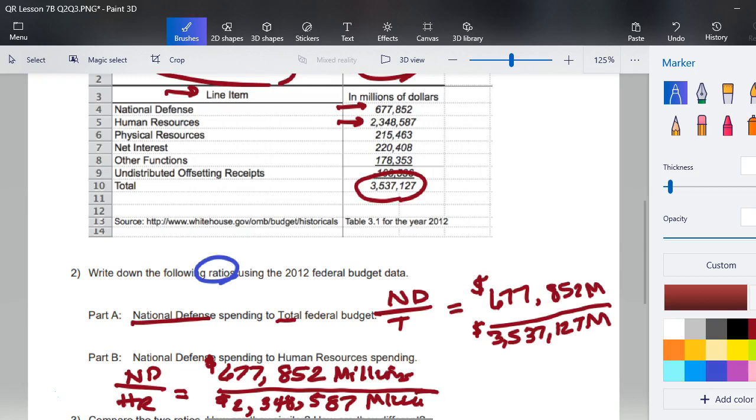But then question 3 says, compare the two ratios. How are they similar? How are they different? So I hope you've already written some thoughts down. If not, hit pause, write down a couple of thoughts. One of the first things I noticed is that both involve the national defense spending. That's a similarity, but the first one is a part to the whole, the total. And in the second one, it's a part to a part.